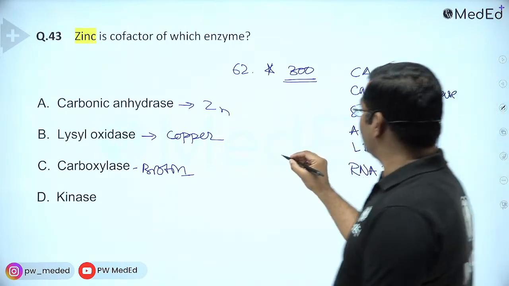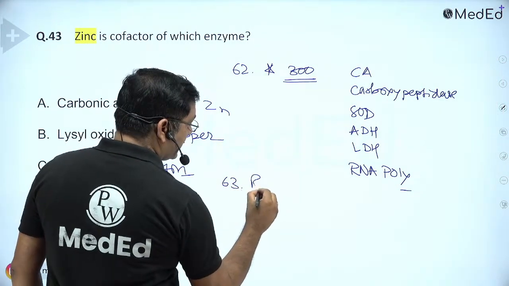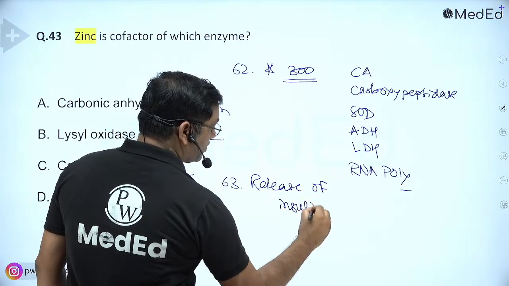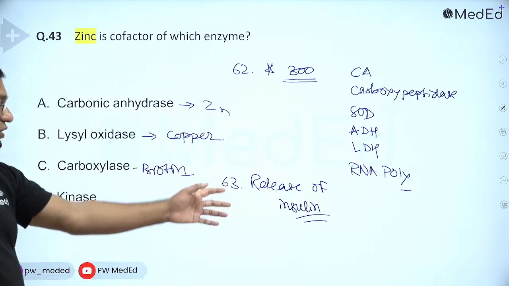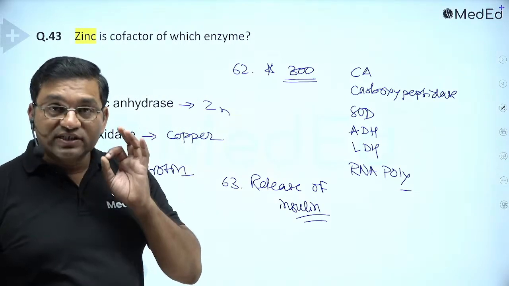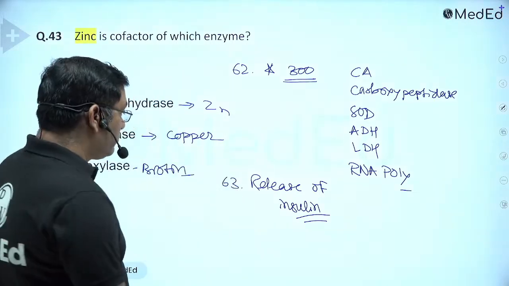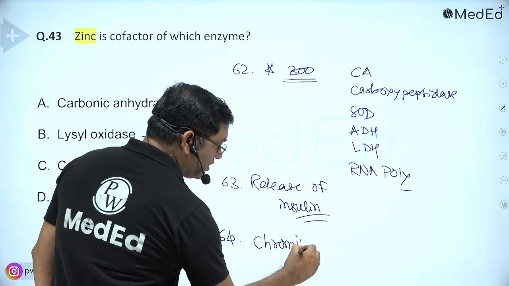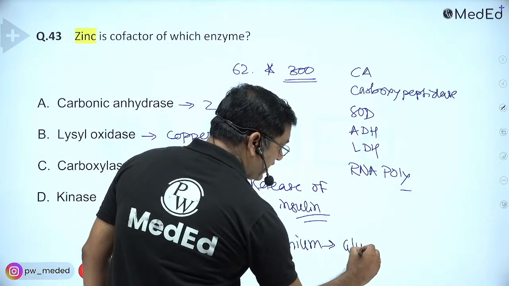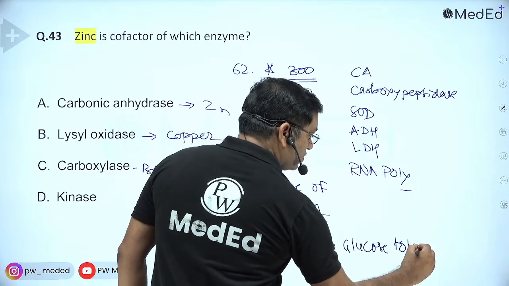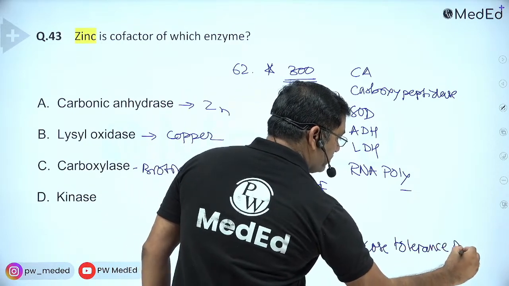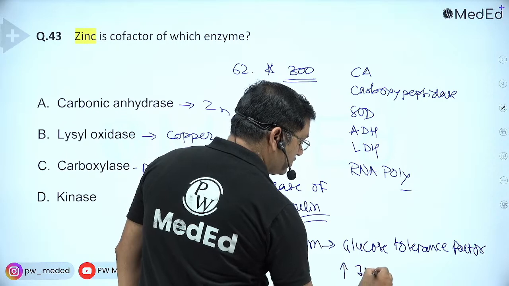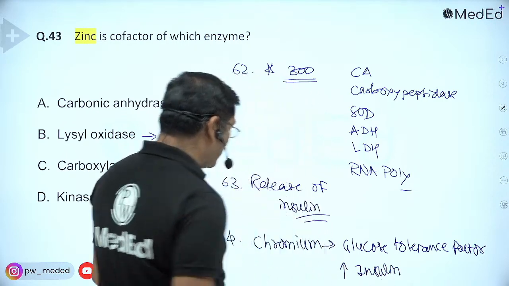Also an important point, that is 63. Zinc is required for the release of insulin from the beta cells of the pancreas. So it is important for the release of insulin, but it does not potentiate the action of insulin. For the action of insulin, it is potentiated by chromium. So chromium is known as glucose tolerance factor. It potentiates the action of insulin.